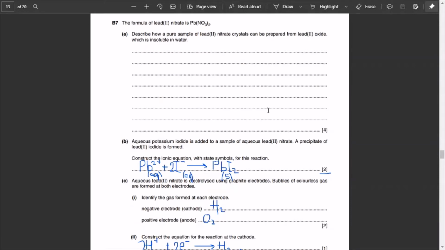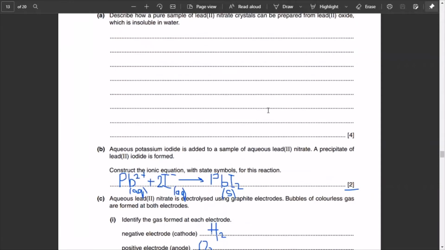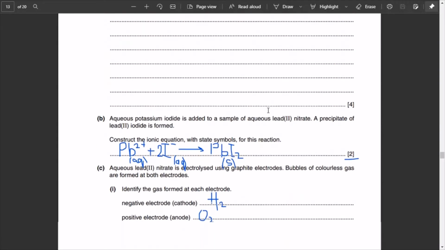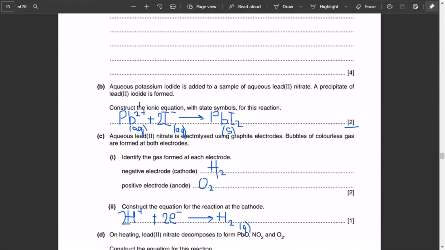Moving on to part B. Aqueous potassium iodide is added to a sample of aqueous lead(II) nitrate. A precipitate of lead(II) iodide is formed. Construct an ionic equation with state symbols for this reaction. So this is how it is going to happen: Pb2+ plus I- gives PbI2, and then balance it. Make sure you balance it.